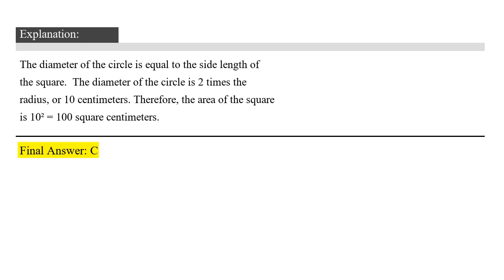The diameter of the circle is equal to the side length of the square. The diameter of the circle is 2 times the radius, or 10 centimeters. Therefore, the area of the square is 10² equals 100 square centimeters.